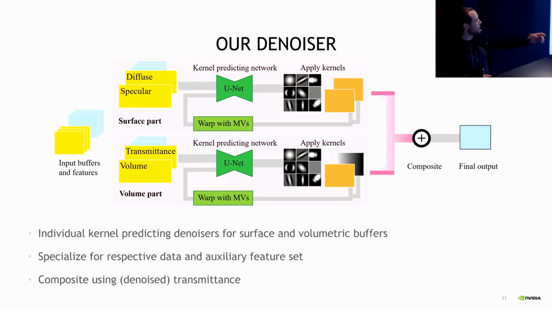What you can also see here is that we have temporal recurrence loops. So for all of the 4 buffers, for the surface part and also for the volume part here, we reproject and then feed it back into the denoiser.